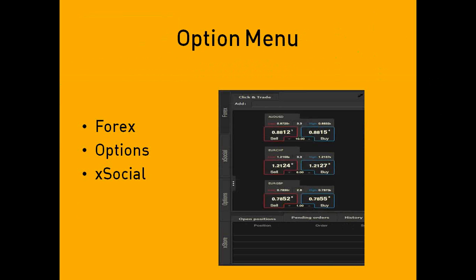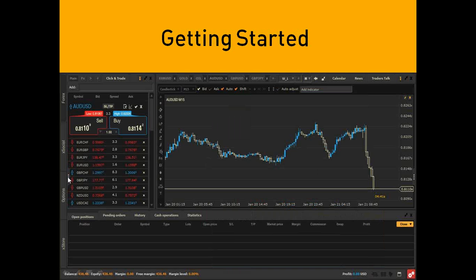So options menu, like I said, it's right on the left-hand side of the page. That's where you're going to see the three sides of the platform, that being Forex, options, and social. We're not going to go into store today. That's essentially just where we have different applications you can ultimately download for your account or trading platform. We have a specialized webinar dedicated to that, but I want, like I said, to focus a little bit more on social.